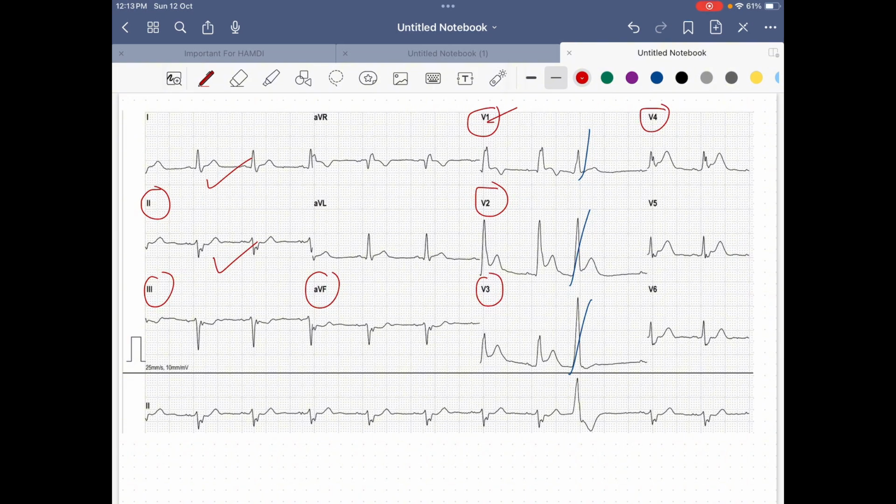Anything else? The rate: you've got almost 2.5 large squares between any two successive beats. That means that the rate is around 100. It's okay. What else can we observe?